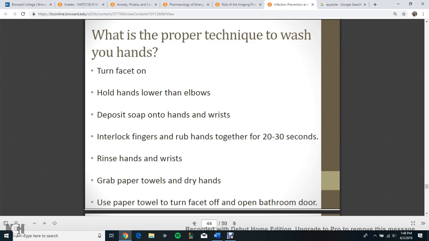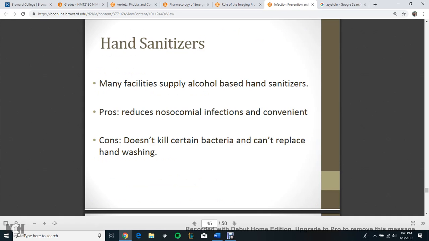What is the proper technique to wash your hands? You turn the faucet on. This is stupid. Turn the faucet on, hold hands lower than the elbows, deposit soap onto the hands or wrists, interlock fingers and rub hands together for 20 to 30 seconds. Rinse hands and wrists. Grab paper towels and dry hands. Use a paper towel to turn the faucet off and open the bathroom door.